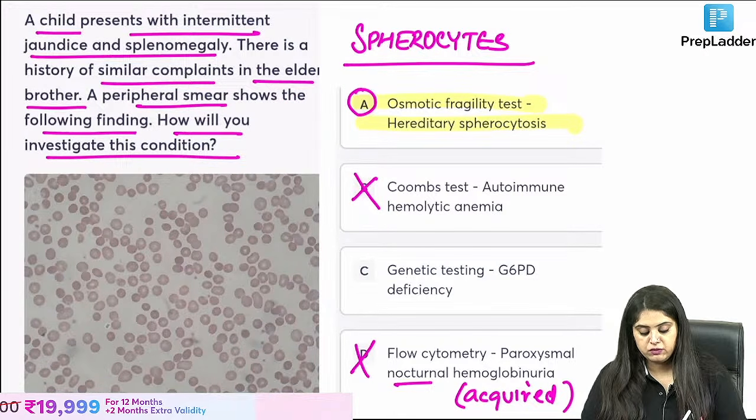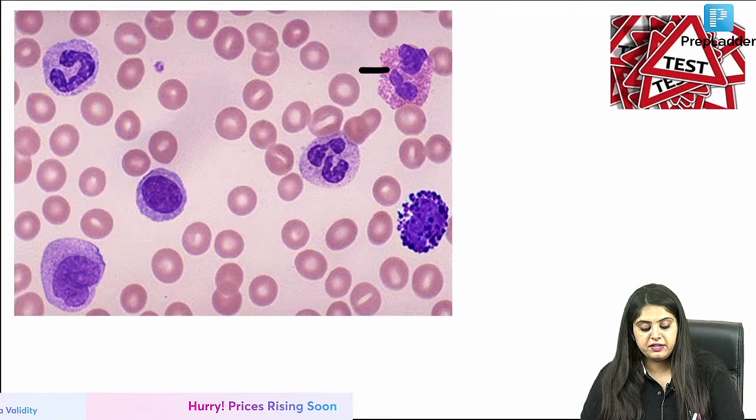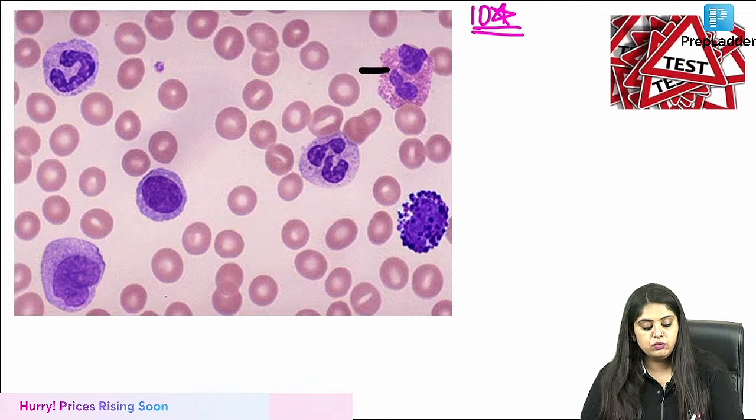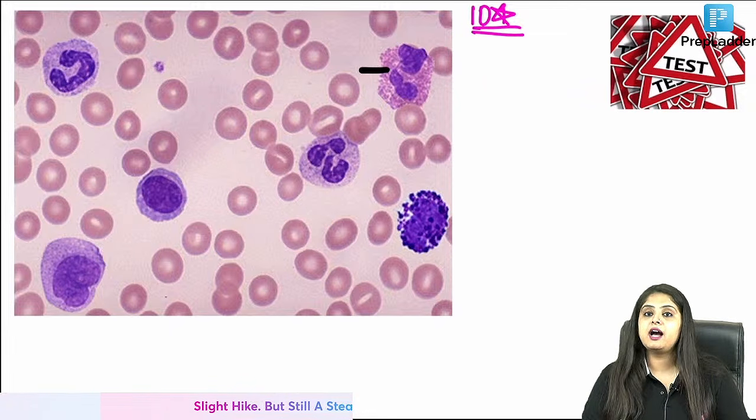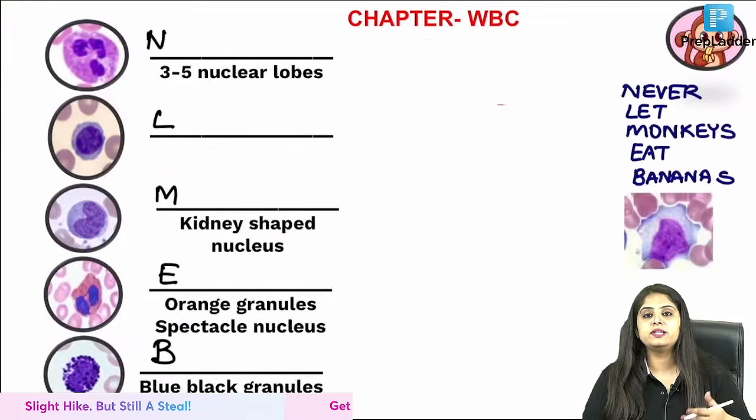Now I've done too much of RBC, so now I will come to the favorite 10-star photo where you will tell me these cells, but you will tell me after I teach you. I'm being nice to you, teach you and then ask you.